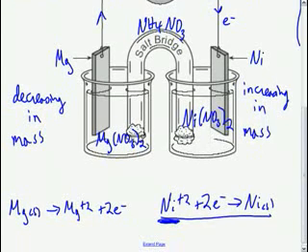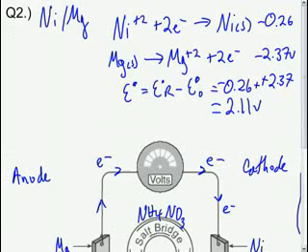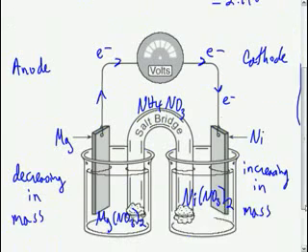And let's just double check that we've answered the question fully. We've diagrammed and labeled it. We've given the anode and the cathode. We have the salt bridge, the suitable electrodes, flow of electrons, overall E0 value, half reaction for each side, and we've done the increasing, decreasing in mass. So overall, this question is now finished.